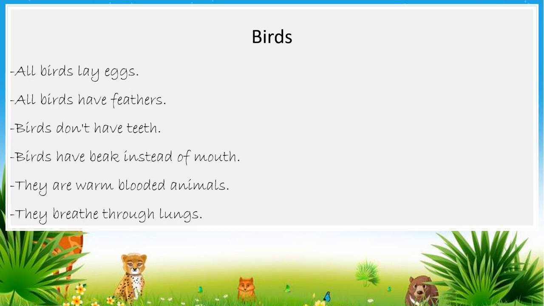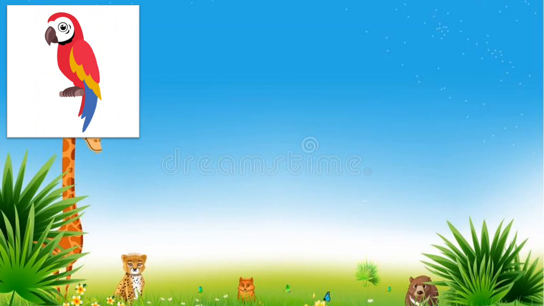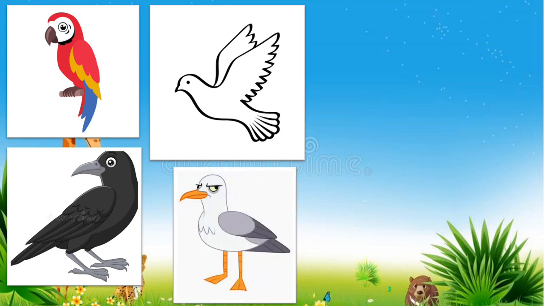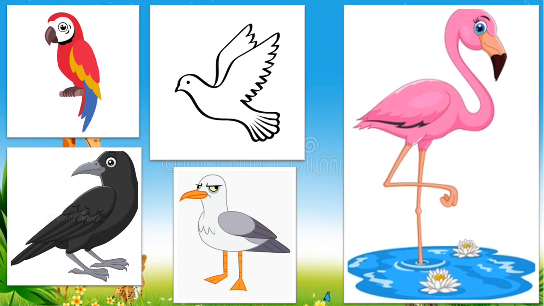Birds. All birds lay eggs. All birds have feathers. Birds don't have teeth. Birds have a beak instead of a mouth. They are warm-blooded animals. They breathe through their lungs. Parrot, crow, dove, seagull, and flamingo are some examples of birds.